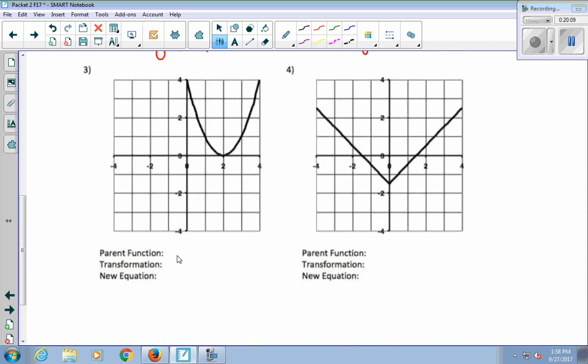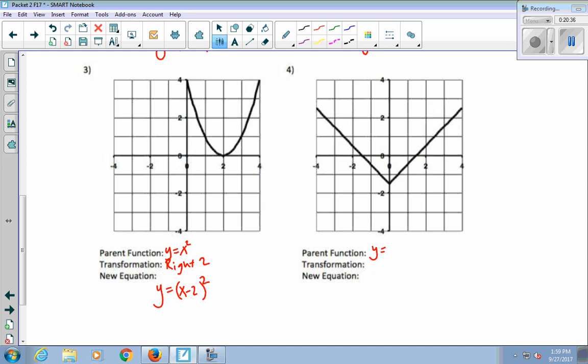Number 3, the parent is y equals x squared. Looks like I went right 2 units. So my new equation is y equals, now I have to do the transformation before I square so that it's inside. So this is going to be x minus 2 and then squared.